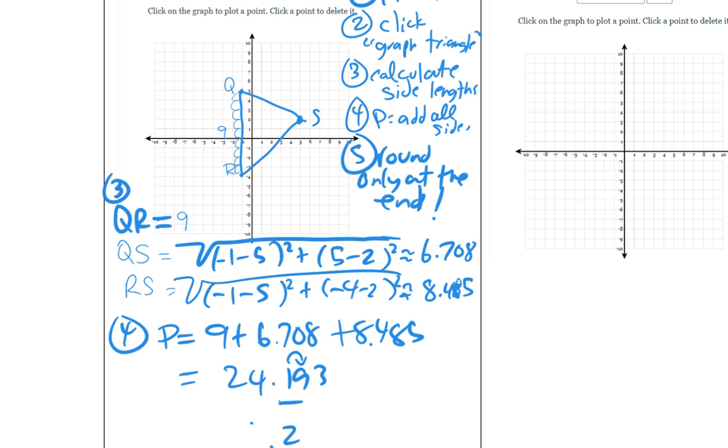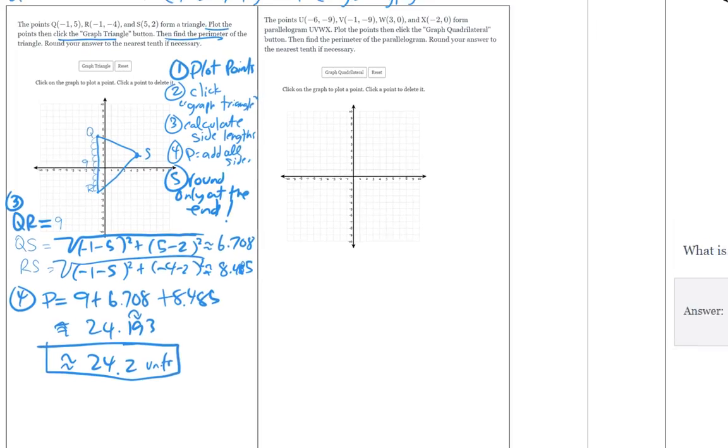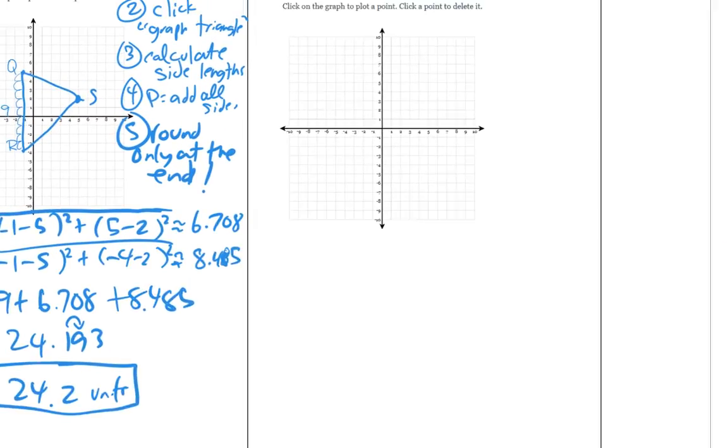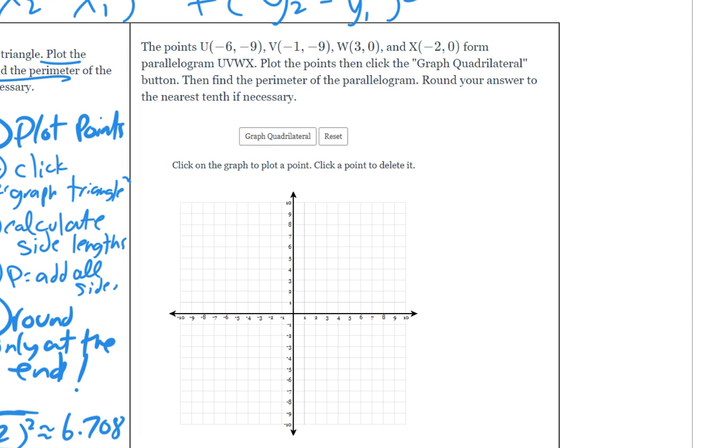So if we want to the tenth, we're going to ask the 9 what to do. That means bring down the 2 to 24.2. So it's going to be approximately 24.2 units. Okay. So that's the perimeter of a triangle. Given that, let's go ahead and do the perimeter of this quadrilateral.